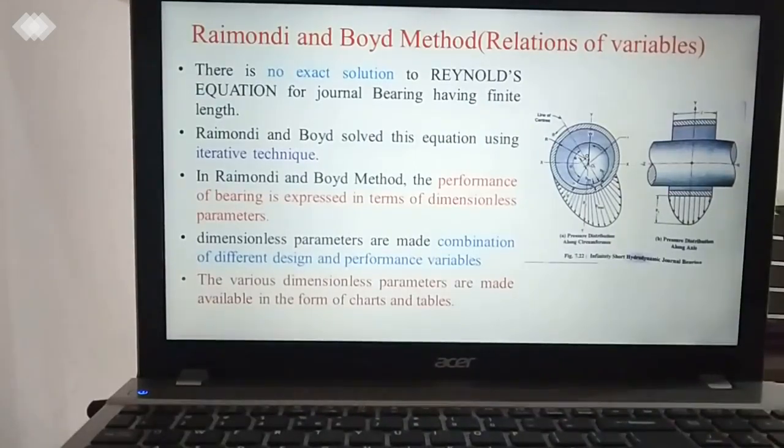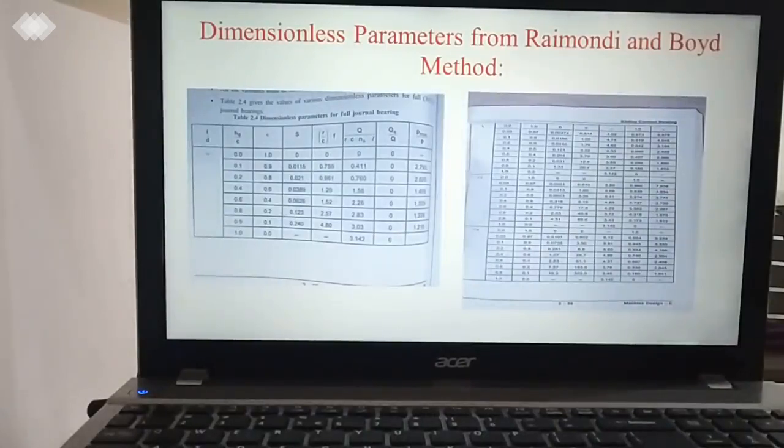So what is the Raimondi and Boyd method? The performance of the bearing is expressed in terms of dimensionless parameters. The dimensionless parameters are made by the combination of design parameters and performance parameters, or we can say design variables and performance variables as we discussed earlier. And we have the charts and tables for these dimensionless parameters.